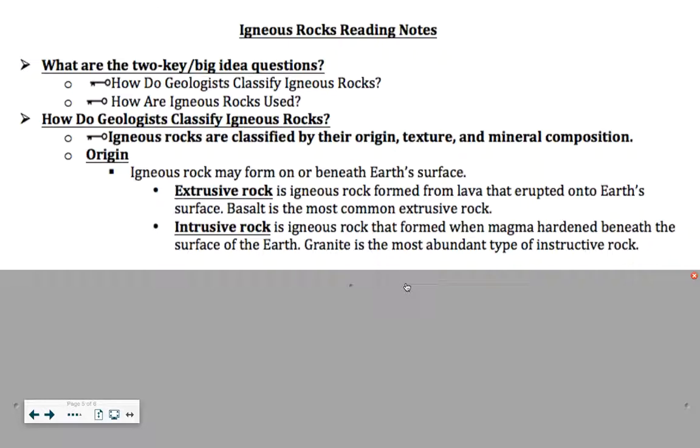And you're going to see granite. You're going to look at basalt. You're going to look at some other extrusive igneous rocks as well. Okay? So those are the two main types of igneous rocks: extrusive, and intrusive.